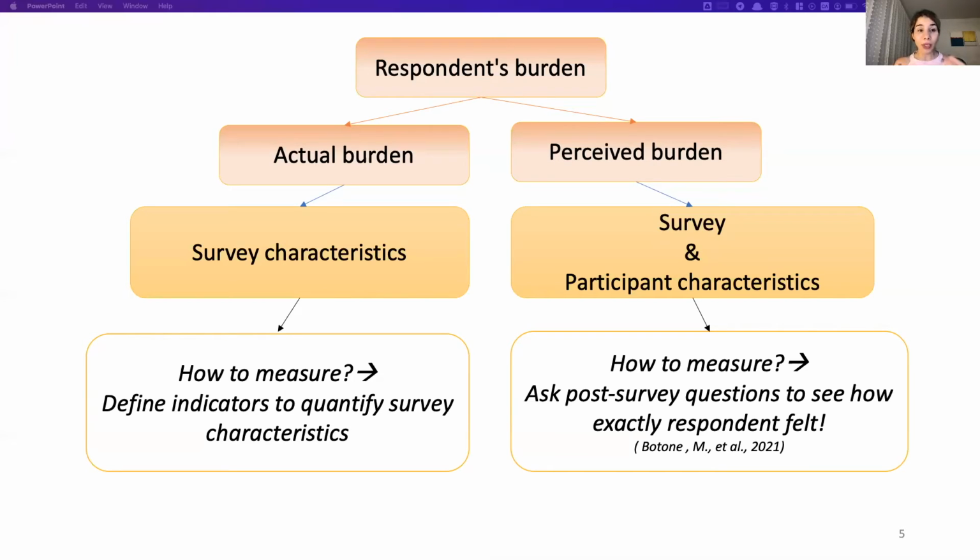The concept of burden is twofold. First is the actual burden, which depends on survey characteristics and can be measured by defining indicators which quantify survey characteristics. And then we have perceived burden, which is a very important concept as mentioned in previous studies. The concept of burdensomeness is a subjective characteristic of the task, and it comes from the interaction between what respondents really perceive and the effort required to complete a survey. And it depends on both survey and participant characteristics. It's important to measure it, and the way to measure it is asking some post-survey questions to capture how exactly respondents felt during the survey.